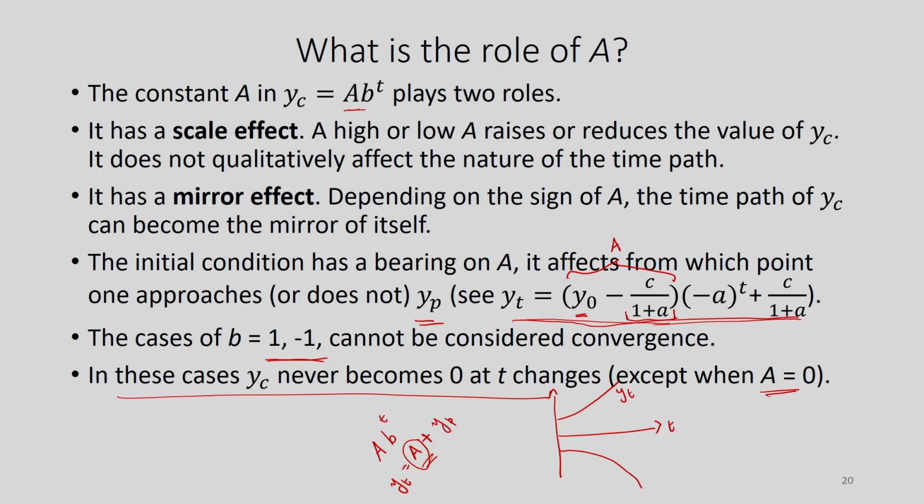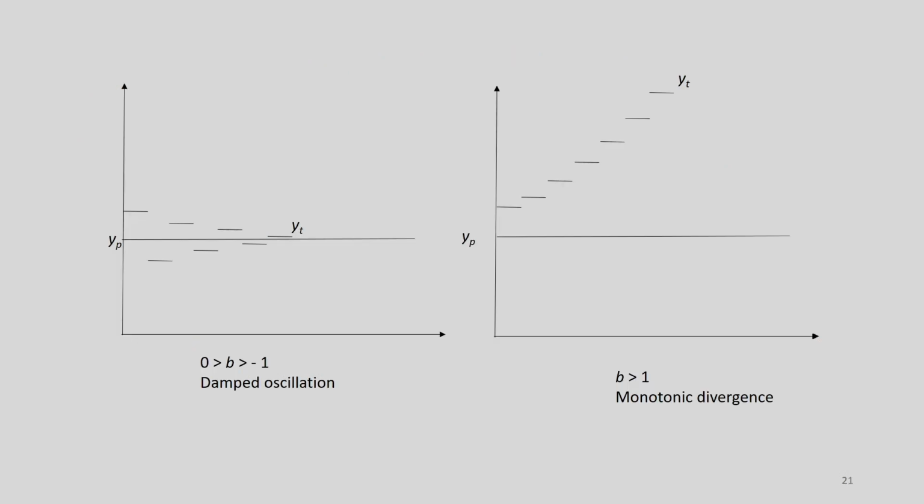So, in general, if you have b equal to 1, then it cannot be considered to be a case of convergence. Similarly, if b is equal to minus 1, then also it cannot be considered a case of convergence; y t will go on oscillating. This was the role of capital A.